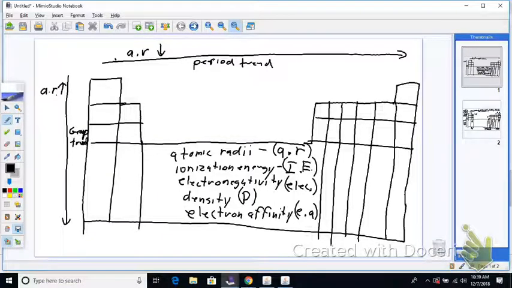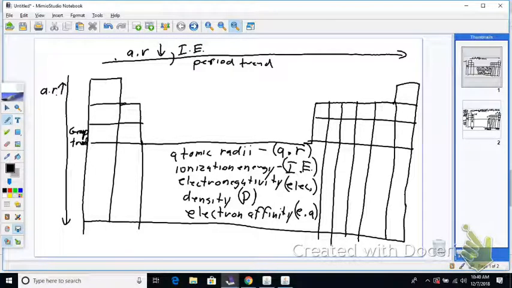Okay? Next one, ionization energy. So IE going across, what happens to it? Does anybody have information on that? Did anybody do period trend for ionization energy? I don't think so, right? So, here, let me ask you a question. I bet you guys can figure it out.